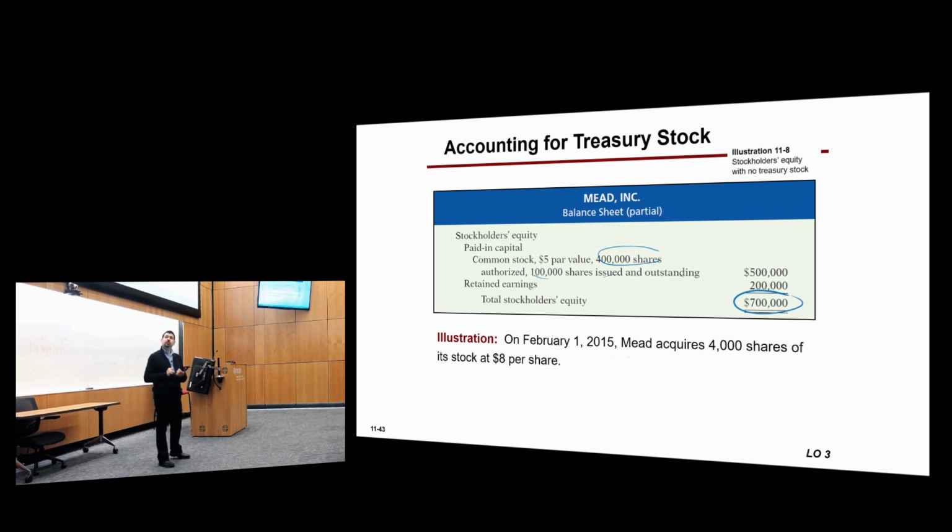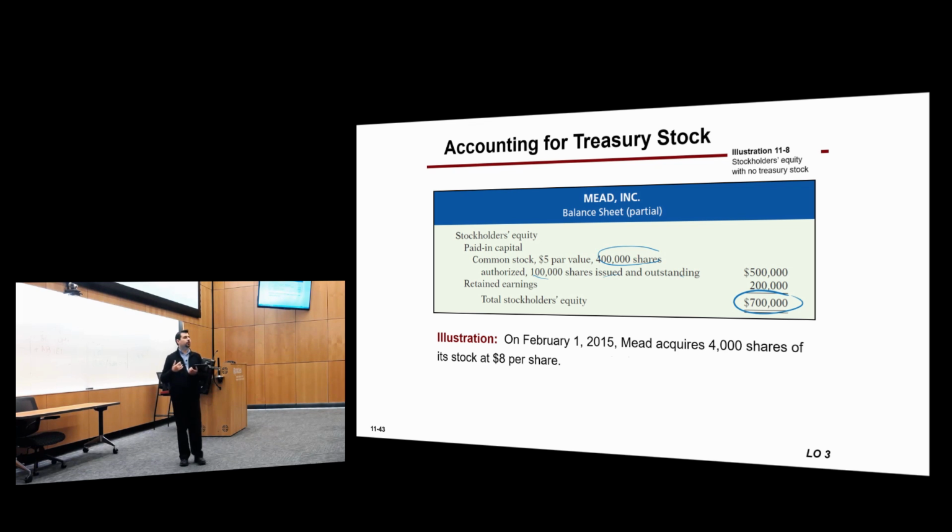Now, on February 1st, 2015, the company acquires 4,000 shares of treasury stock at $8 per share. This is how much the company bought back. Out of those 100,000 shares that are issued and outstanding, the company bought back 4,000. How many are issued? It's still 100,000. How many are outstanding now? 96,000. And the difference between the two is treasury stock. We have 4,000 shares of treasury stock.